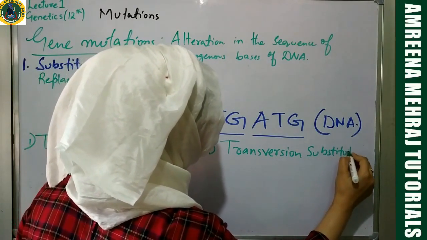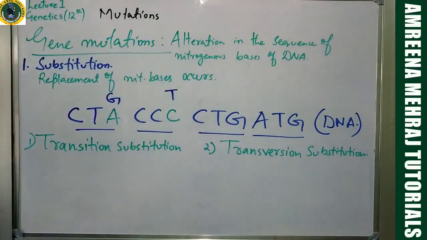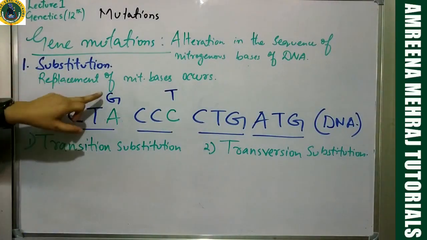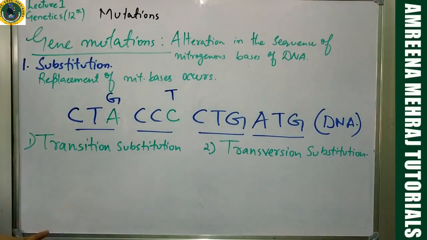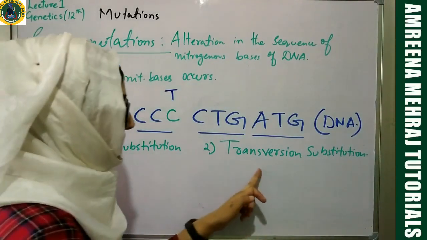Really simple. So substitution itself is easy. You have replacement of one nitrogenous base with some other nitrogenous base. Now it has two types: transition substitution and transversion substitution.